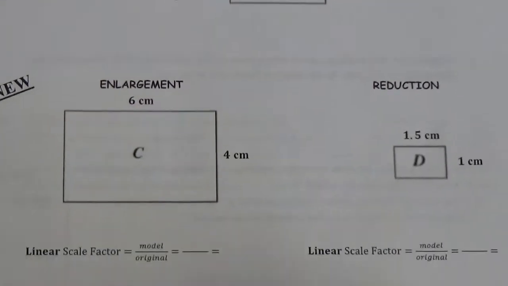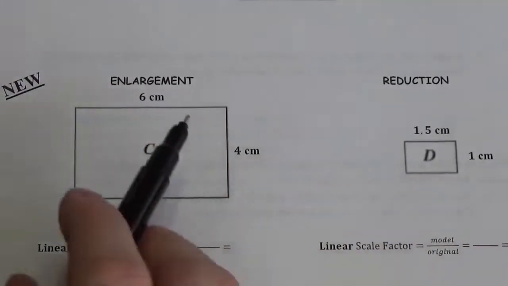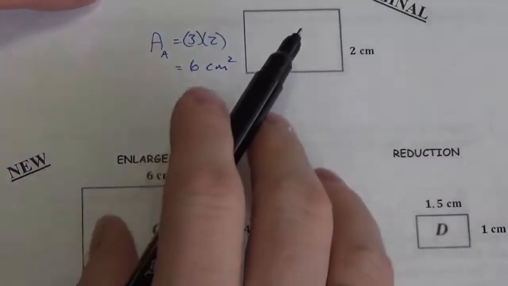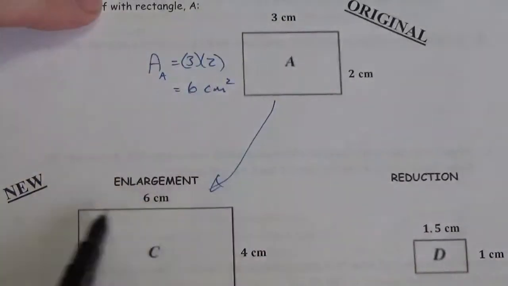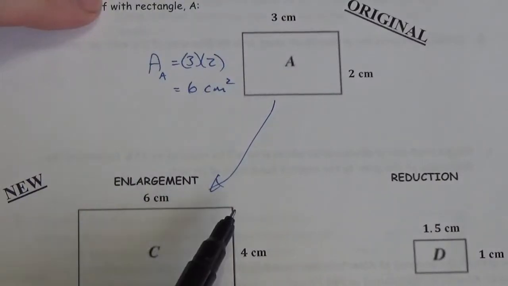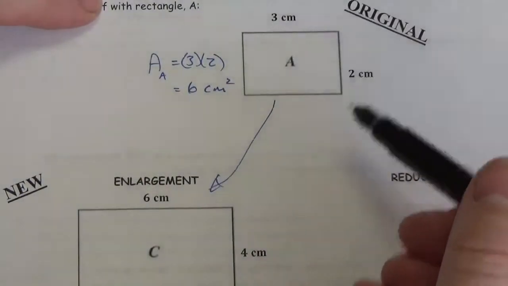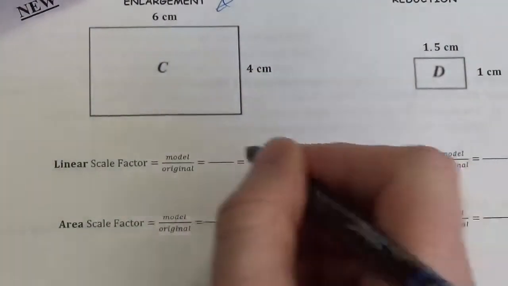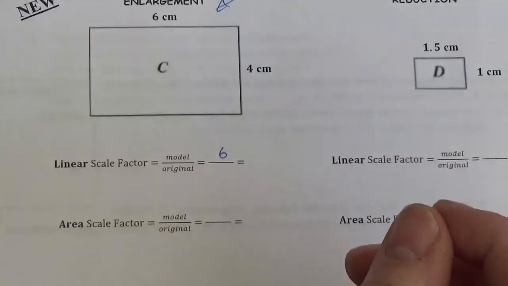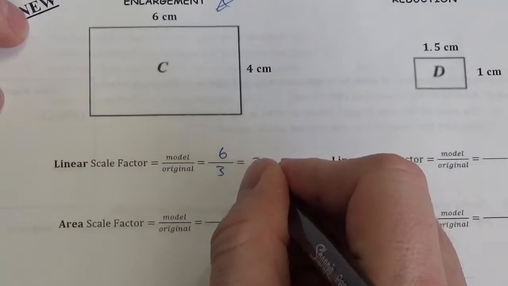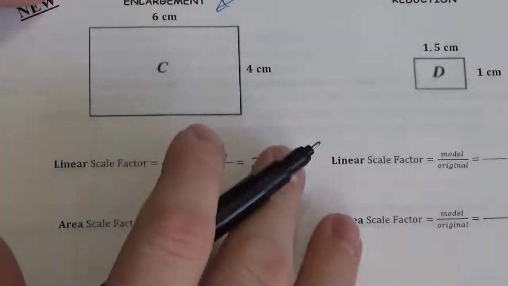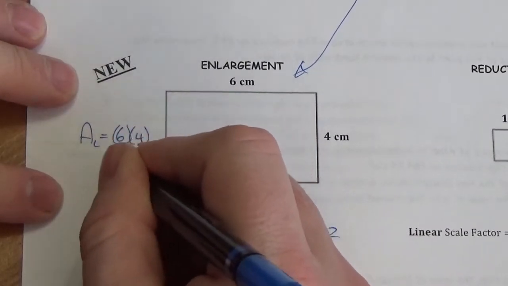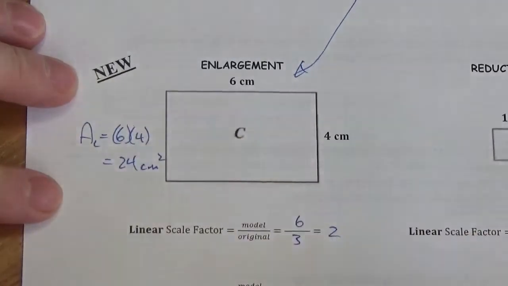So now let's take a look at an enlargement or a reduction here. If we go from the original to this one, take a look at what's happened to the length. We go from 3 to 6, and for the width we go from 2 to 4. So the linear scale factor here is 6 compared to 3, so it's been multiplied by a factor of 2. But let's take a look at the area of this one. The area of rectangle C is going to be 6 times 4, that's 24 centimeters squared.